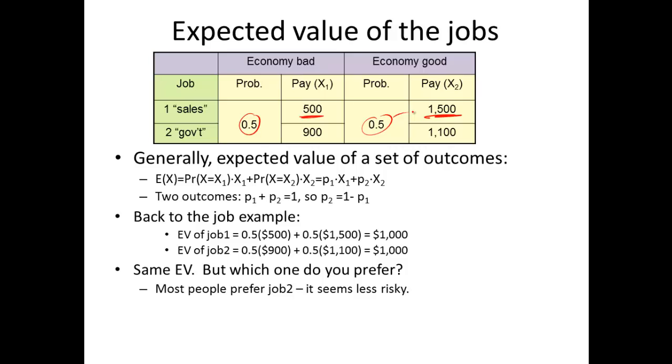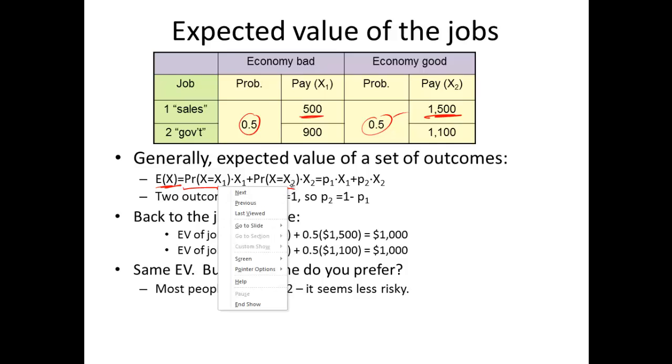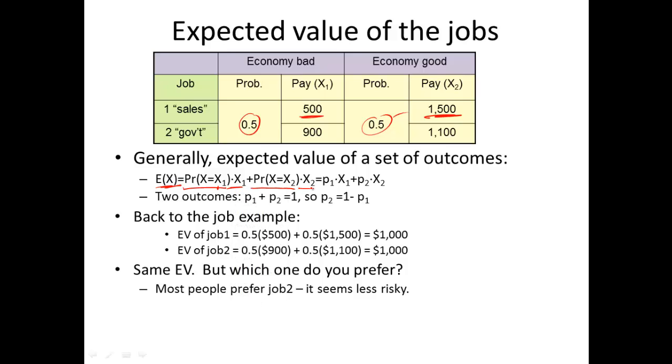So what we could do in general is just say the expected value of x, this outcome, is the probability that x equals this particular x, x1, times x1, plus the probability that x equals this other particular x, x2, times x2, which we could summarize here as P1, the probability that outcome 1 occurs, times x1, plus P2, the probability outcome 2 occurs, times x2. Now here, because there are just these two outcomes, 1 and 2, the probabilities of those two outcomes sum to 1. So we could also just say that P2 equals 1 minus P1.